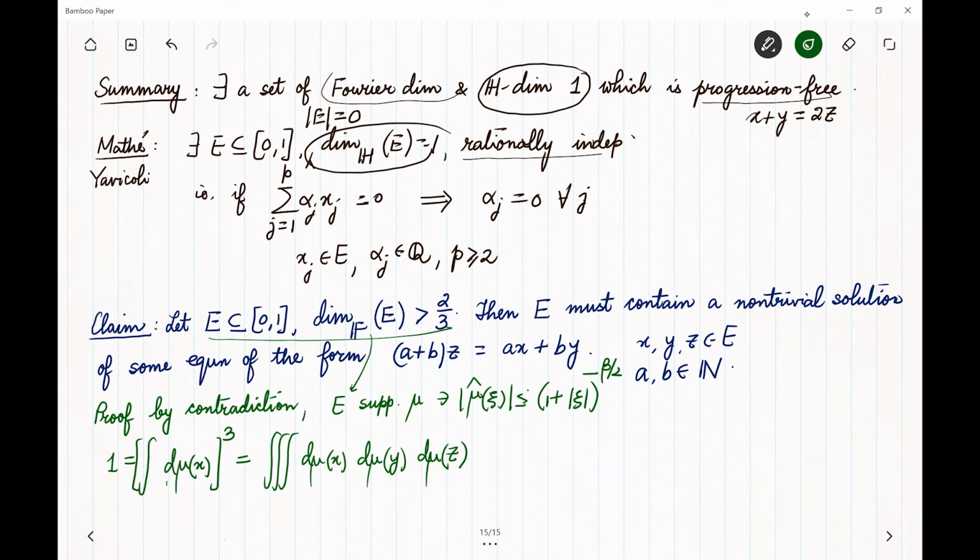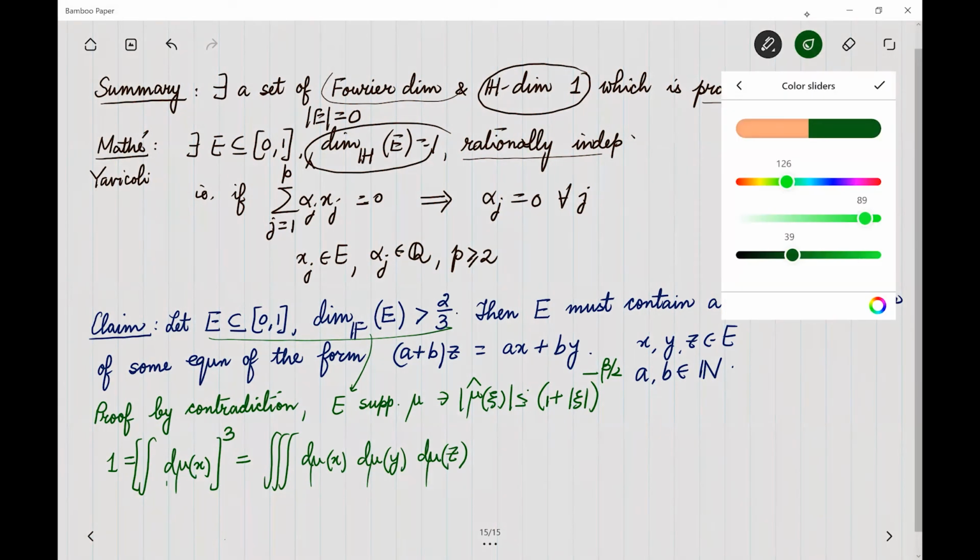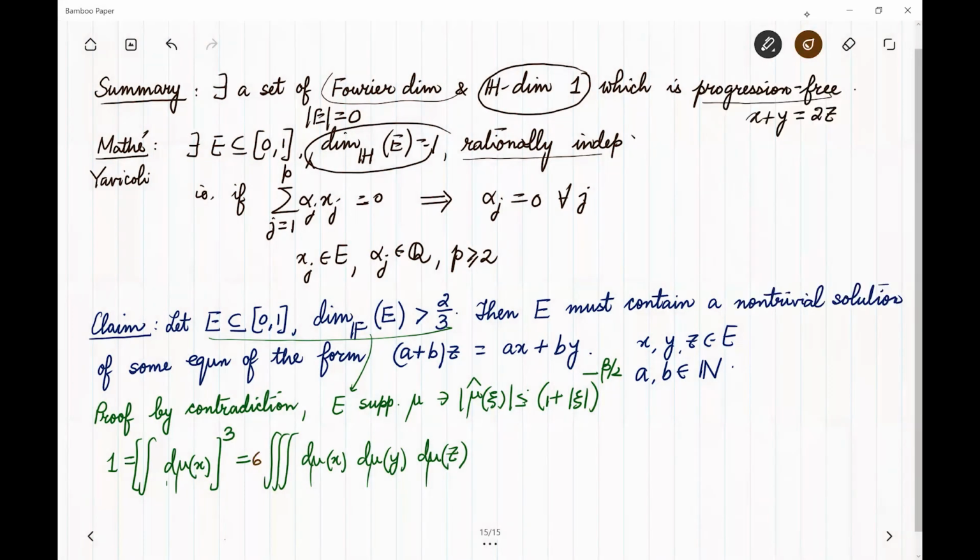This is a symmetric expression in x, y, z. So what I'm going to do is say that by symmetry, I can simply break this up into 6 pieces and they're all equal. So I restrict this domain of integration to x less than y less than z. A question: what is beta?